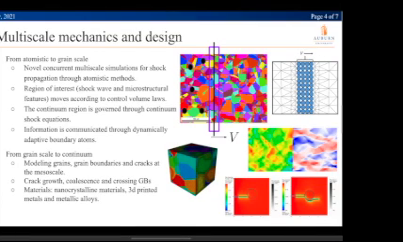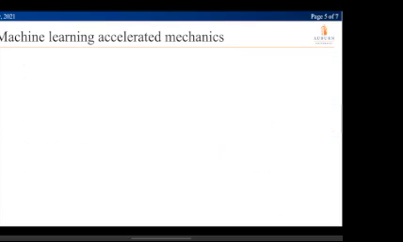and we are trying to understand the failure mechanism. The materials of interest are new cutting edge materials like nanocrystalline materials and 3D printed metals and alloys. So this work is being actively pursued. The next thing I want to talk about is machine learning.